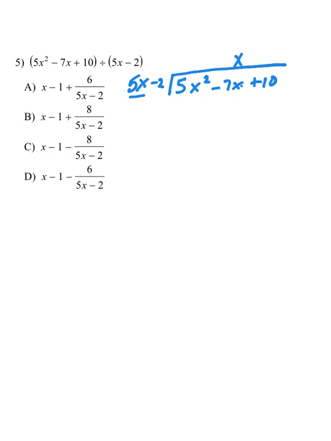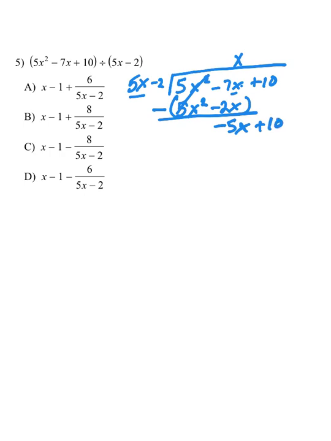So we have x times 5x gives you 5x squared. x times negative 2 gives you negative 2x. So we're going to subtract. 5x squared minus 5x squared, that becomes 0. Negative 7x minus negative 2x, that's a positive 2x. So negative 7x plus 2x gives you negative 5x plus 10.